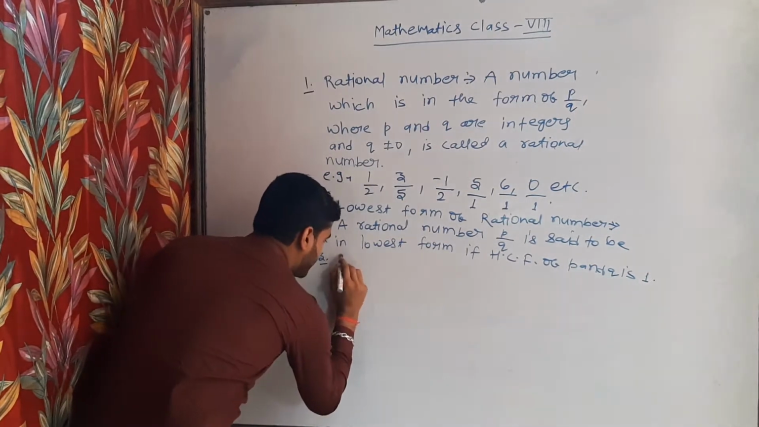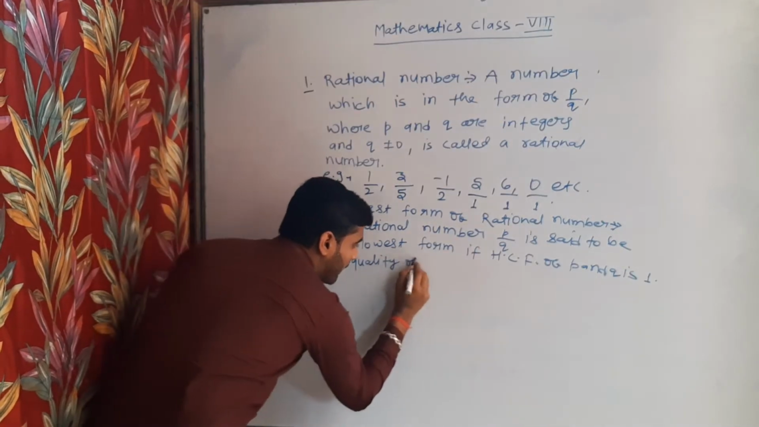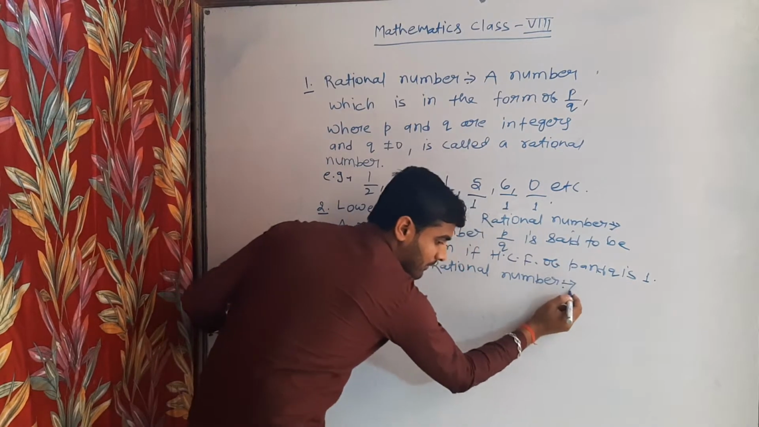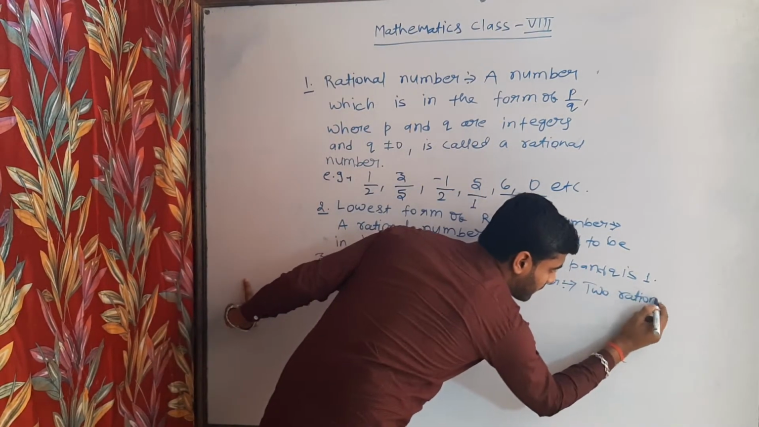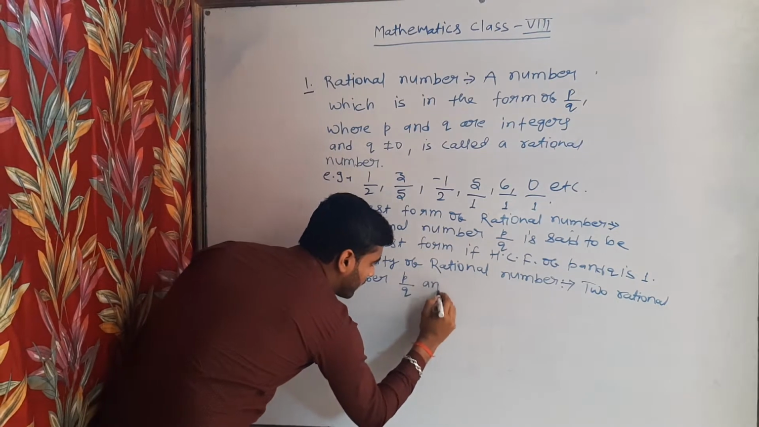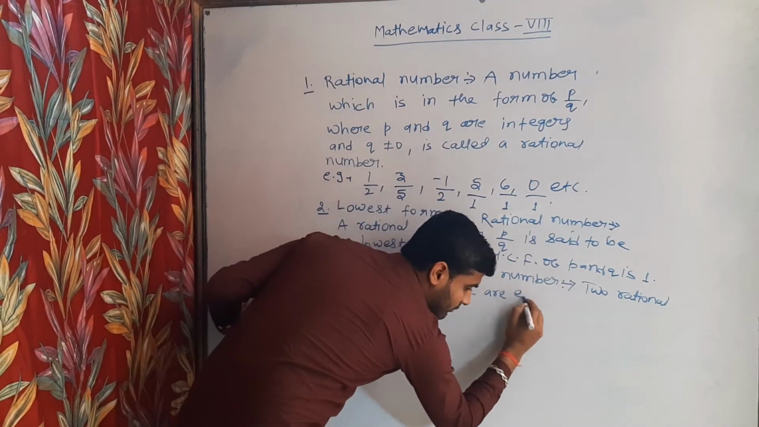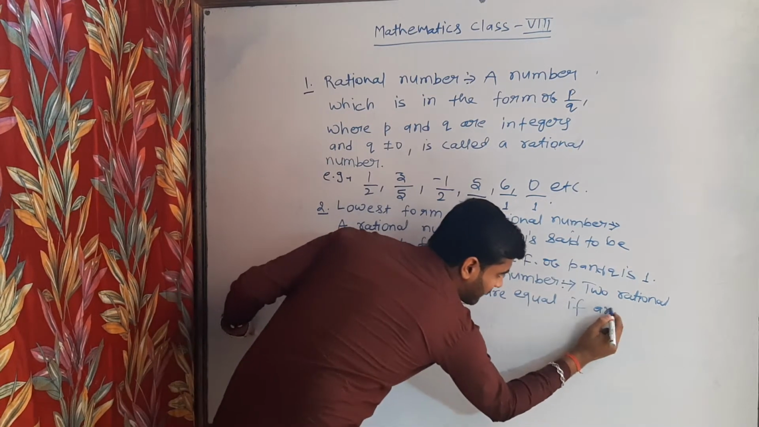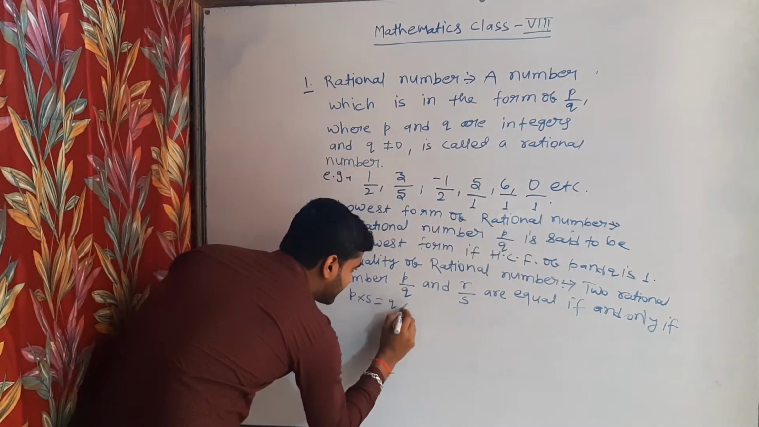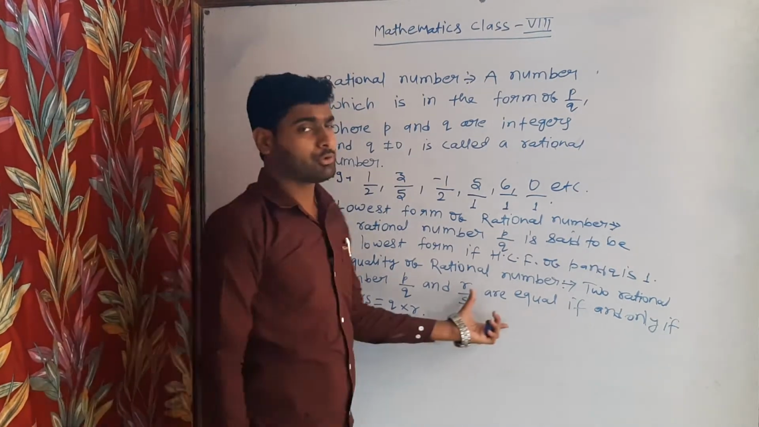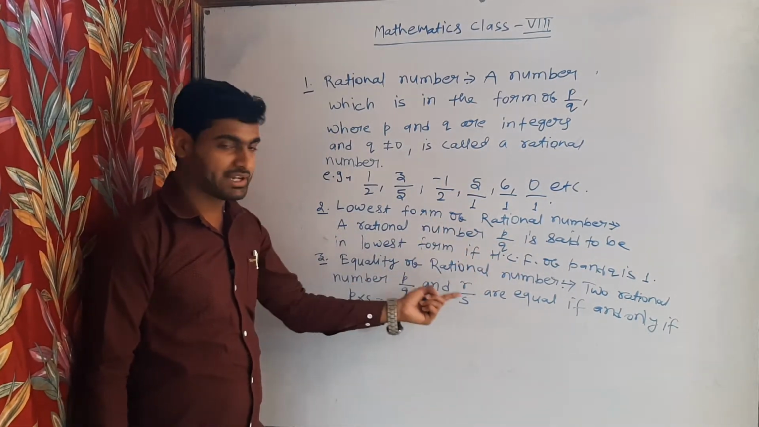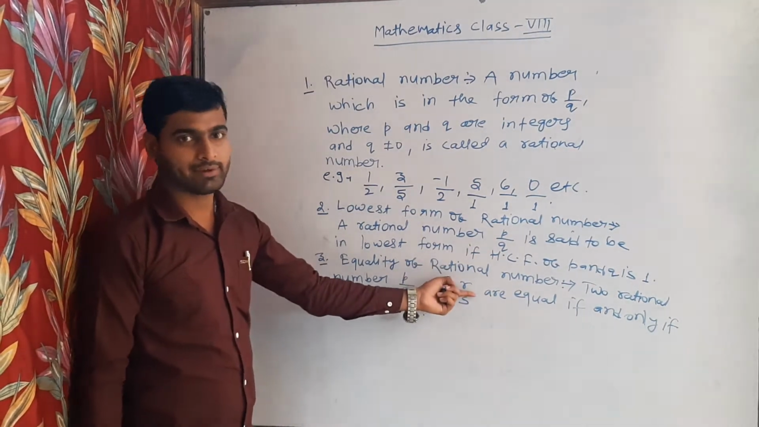Third, equality of rational numbers. Two rational numbers P by Q and R by S are equal if and only if P multiply S is equal to Q multiply R. Two rational numbers are said to be equal when P multiply S is equal to Q multiply R.